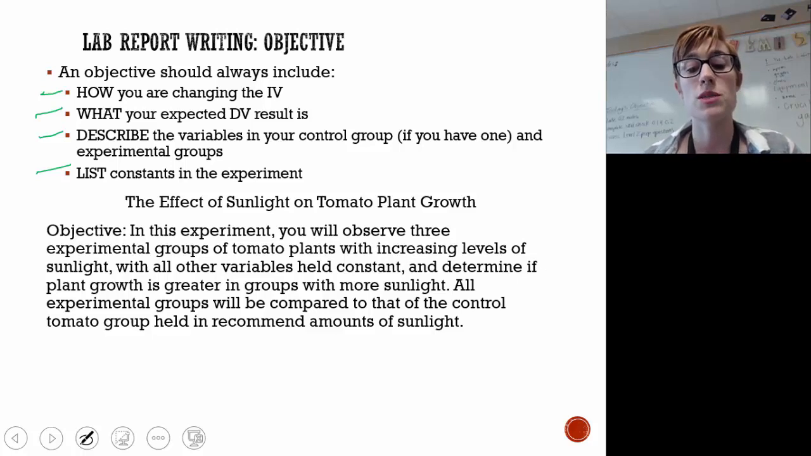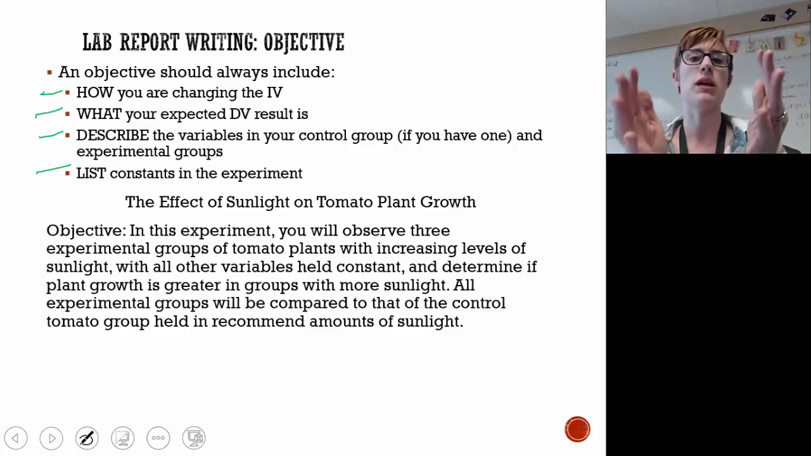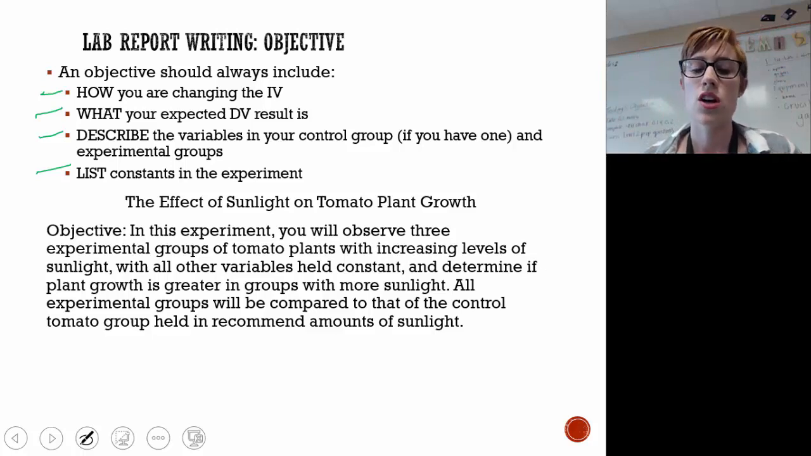Then you would want to say what your expected result is. For example, I would say I'm expecting the tomato plant to not grow as well in red and green colored light. Then you describe the variables in your control group. Remember, the control group is the group we don't change. So for example, the tomato plant in regular sunlight, okay? So my variables would be, I have a tomato plant that's in the regular sunlight, okay? And then I have 2 other tomato plants in red light and green light.